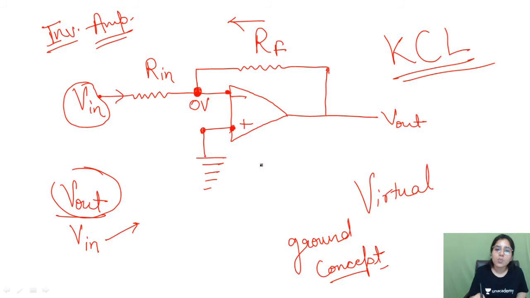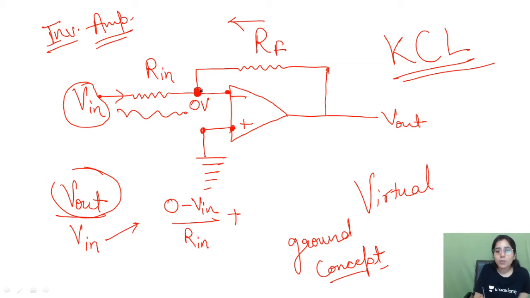In this case, what will happen if I want to find the current in this path? That will be final point voltage minus initial point voltage upon the resistance in between. So 0 minus V input, because current is flowing in this direction. It's going to be 0 minus V input upon R input, plus, again for this one, 0 minus the voltage at this point, that will be V output, upon RF, that is the feedback resistance, equal to 0.